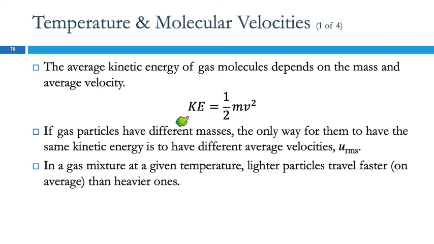So again, kinetic energy is 1/2 mass times velocity squared. If they have different masses, the only way for them to have the same kinetic energy is to have different average velocities. This URMS is the root mean square velocity. It's a fancy kind of average. So lighter particles travel faster on average than heavier ones.